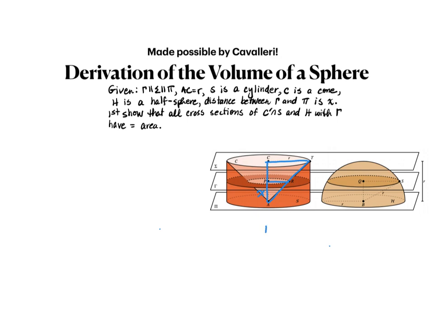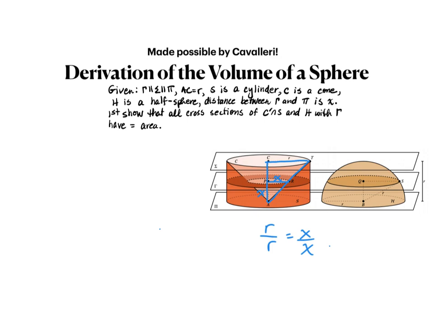So I know that r is to r, because the distance between sigma and pi is also r, is equal to x over x. So basically these are isosceles right triangles. If this distance is x, then so is this. So I can find the area of the annulus by taking the area of the big circle and subtracting the area of the small circle.